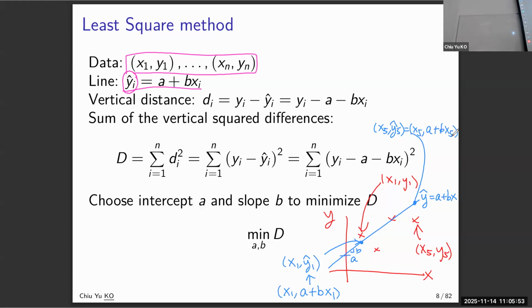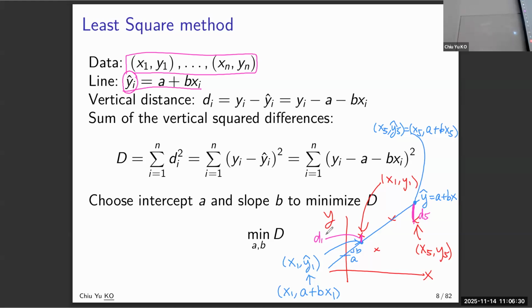And remember, you are going to minimize the vertical distance. What does that mean? It means this distance, so this would be d5 and this d1, the distance between the point and the line. We don't want to differentiate whether it's above or below, so we square it. We care about the absolute magnitude, so we square it. That's why we care about d square, and we add up all the d square.